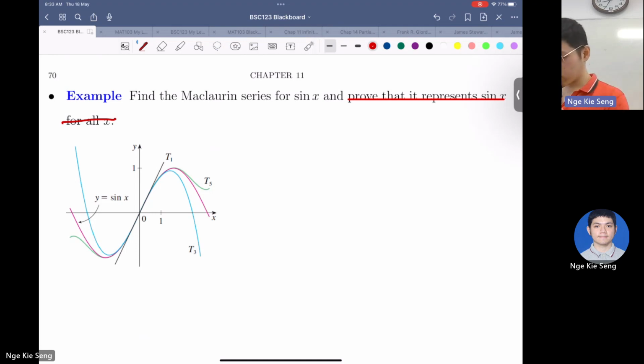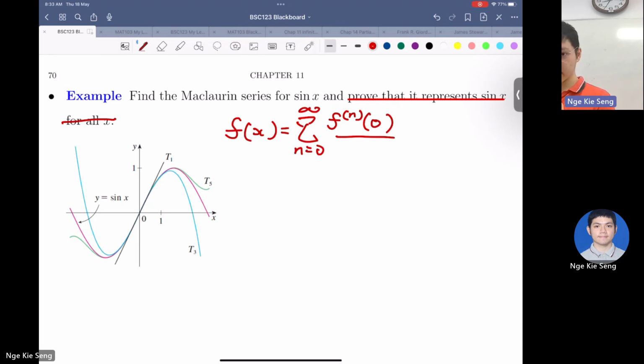So what's the formula? The formula is f(x) equals the sum from n equals 0 to infinity of the nth derivative of f evaluated at 0, divided by n factorial, times x to the power n.